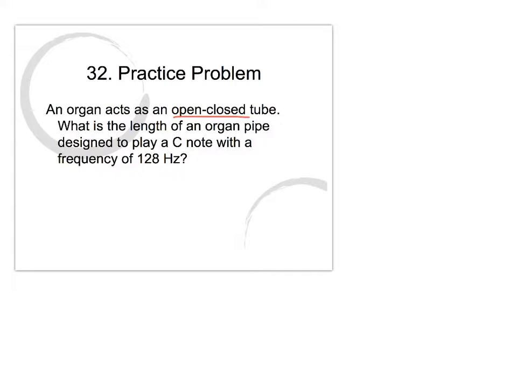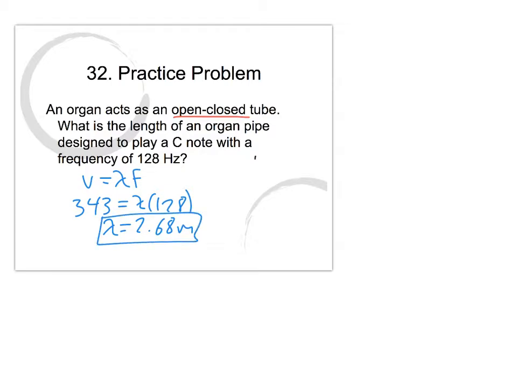So the first thing I'm going to do here is find my wavelength using velocity equals wavelength times frequency. And at first you might think that we don't have the velocity, but we actually do here. Whenever we're dealing with a wind instrument or a pipe, the velocity of the wave traveling through that pipe is simply the speed of sound in air. So 343 meters per second, and that's going to be equal to my wavelength times my frequency. And so when I go ahead and solve for my wavelength there, I get a wavelength of 2.68 meters.